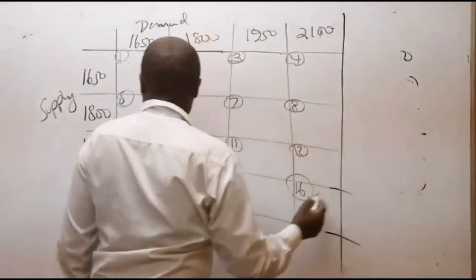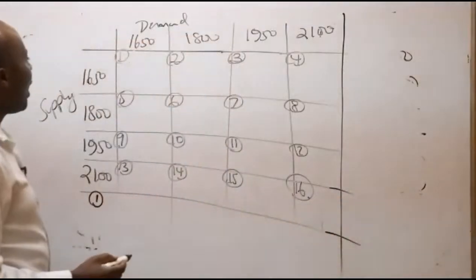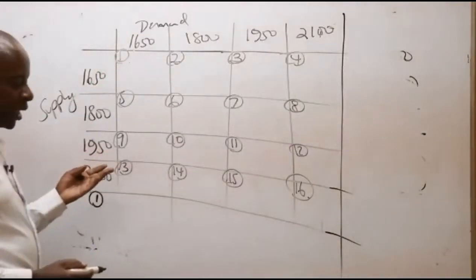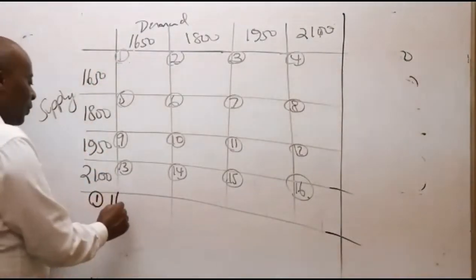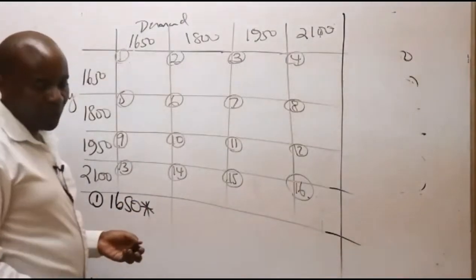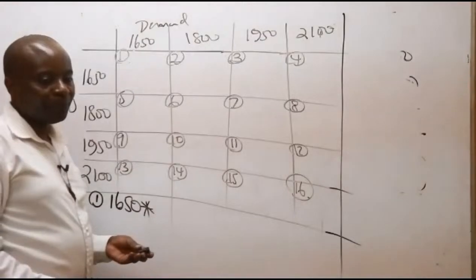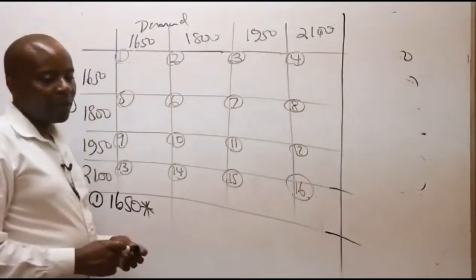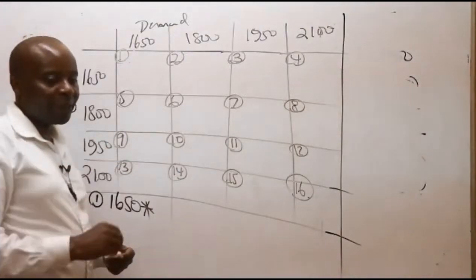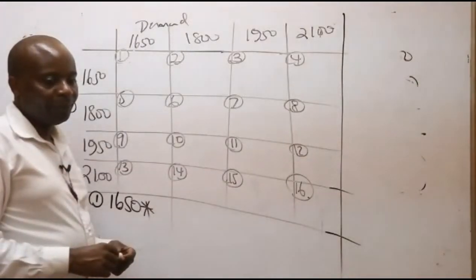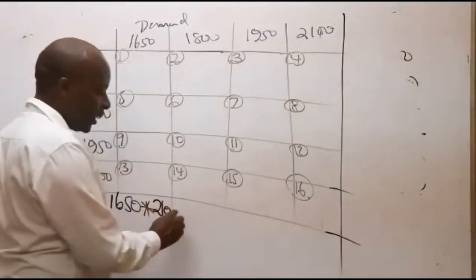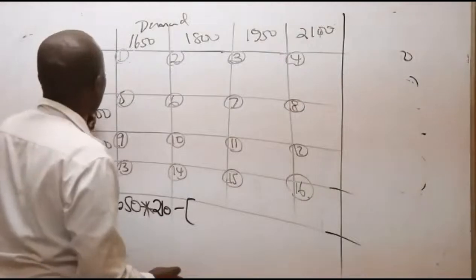Okay, so cell number one, supply 1650 and demand is 1650. So I'm going to sell 1650. So 1650 is what I will sell. Do we have the selling price? What is the selling price per bracelet? 210. Minus, of course, we have supplied 1650.